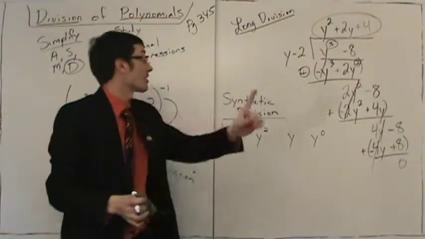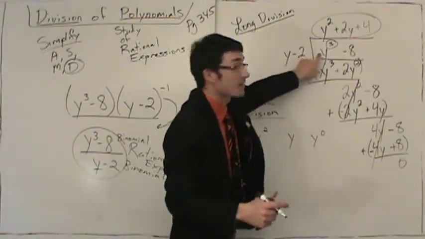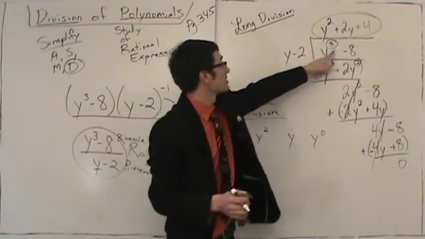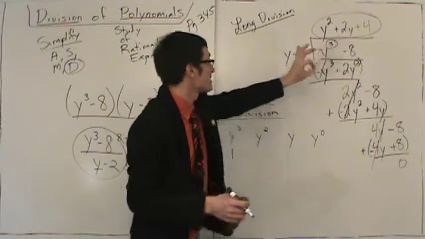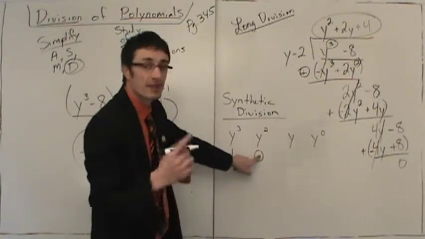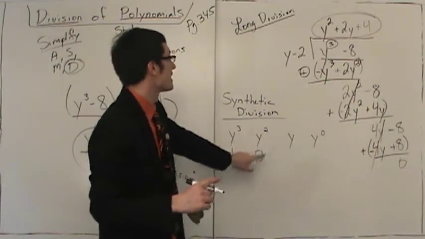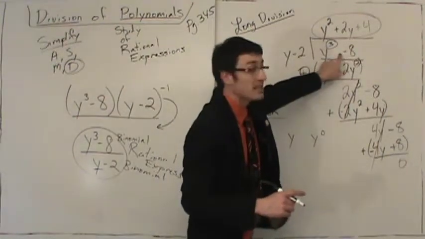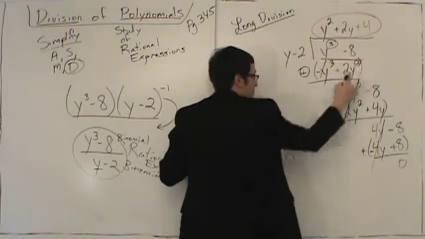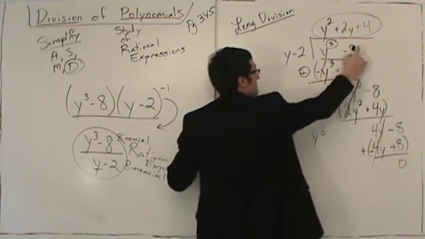And now let's put in our constants. What is in front of y to the third? Hopefully you say a 1. So we're going to put a 1. And do we have a y squared term? No. The y squared term is missing, so we're going to put a 0. Remember, you have to insert zeros for any degree term that's missing. Now, is the y to the first term in the problem? No, so we're going to put a 0. And do we have our constant term, or our y to the 0 term? Yes, that is negative 8.